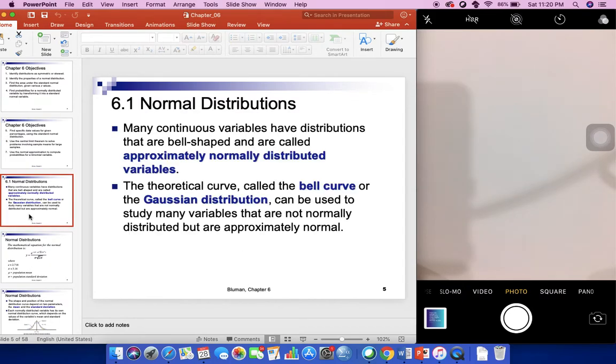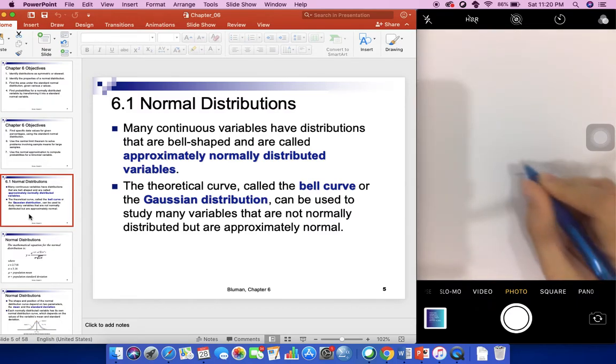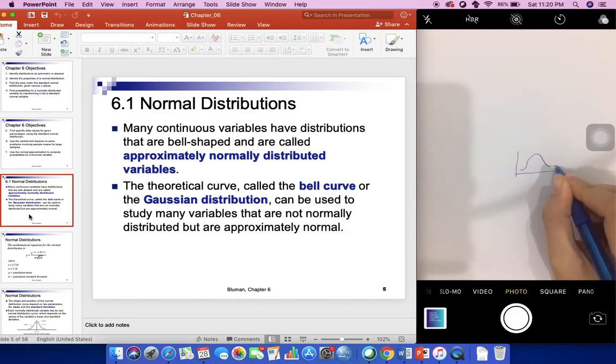So what is a normal distribution? Many continuous variables have distributions that are bell-shaped, called approximately normally distributed. For example, let's say we have this one, we call it a bell shape. The theoretical curve, called the bell curve or the Gaussian distribution, can be used to study many variables that are not normally distributed but are approximately normal.